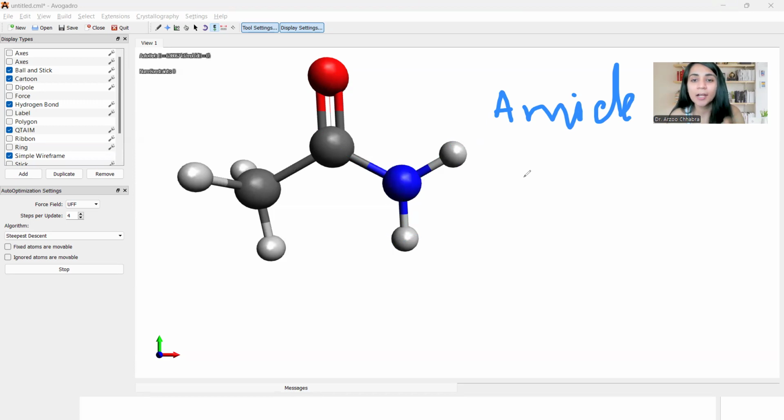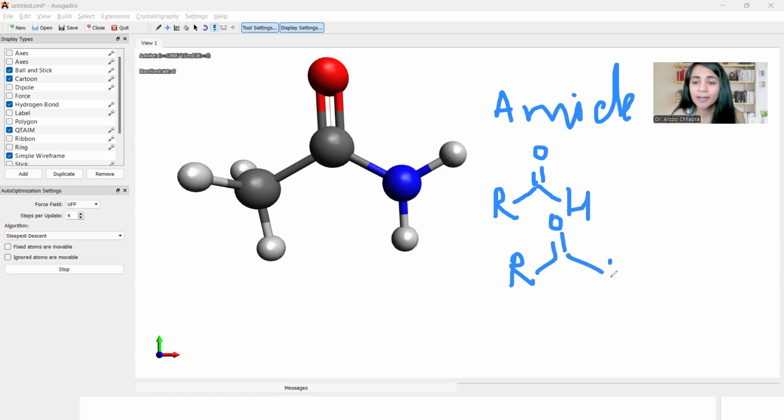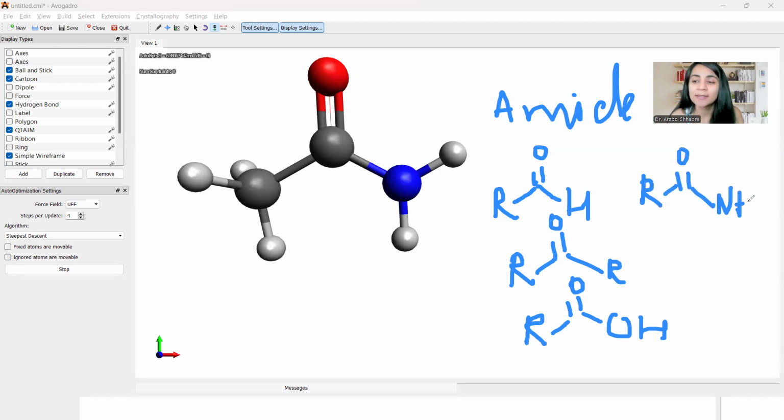So from this logic, from this extrapolation, what we learned is that if you have an R group connected to C double bond O and has an H, that is called an aldehyde. If we replace that H and convert that to an R group, now that is called a ketone, right? And now if you replace that R group and you put an OH group on it, now this is called a carboxylic acid. And if you replace that OH with an NH2, that now will be called an amide.